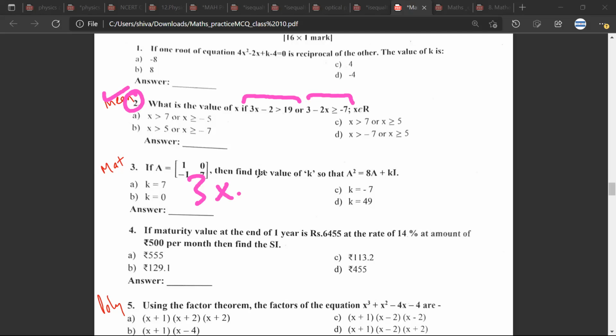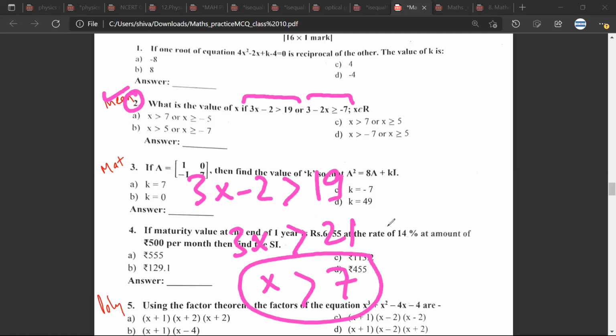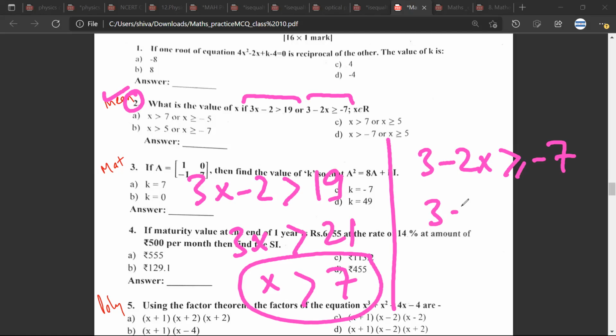So 3x - 2 > 19. 3x > 21. x > 7. So this is one part of the equation. 3 - 2x ≥ -7. Now 3 + 7 ≥ 2x. 10 ≥ 2x and x ≤ 5.